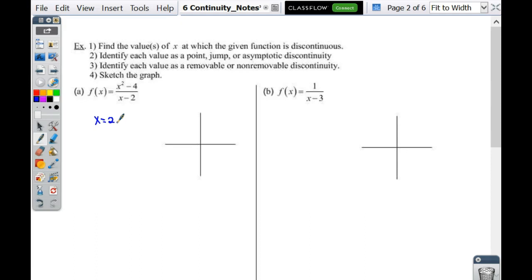So your question would be, is this an asymptotic or a point discontinuity? And what I would have you do is factor out your problem just like you would in a standard problem where you identify a hole. And when you do that, just like the question that I had shown you earlier, you would wind up stating, oh, well, this is going to be a point discontinuity. There's a hole when x is equal to 2. Go ahead and we'll write that down.